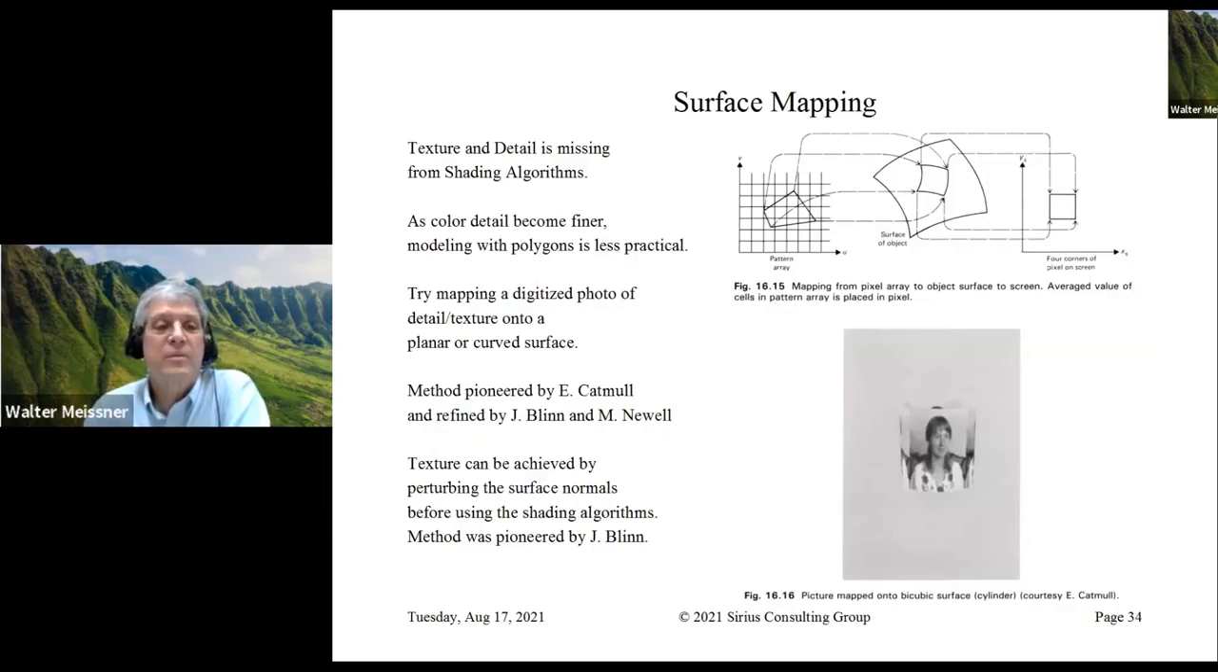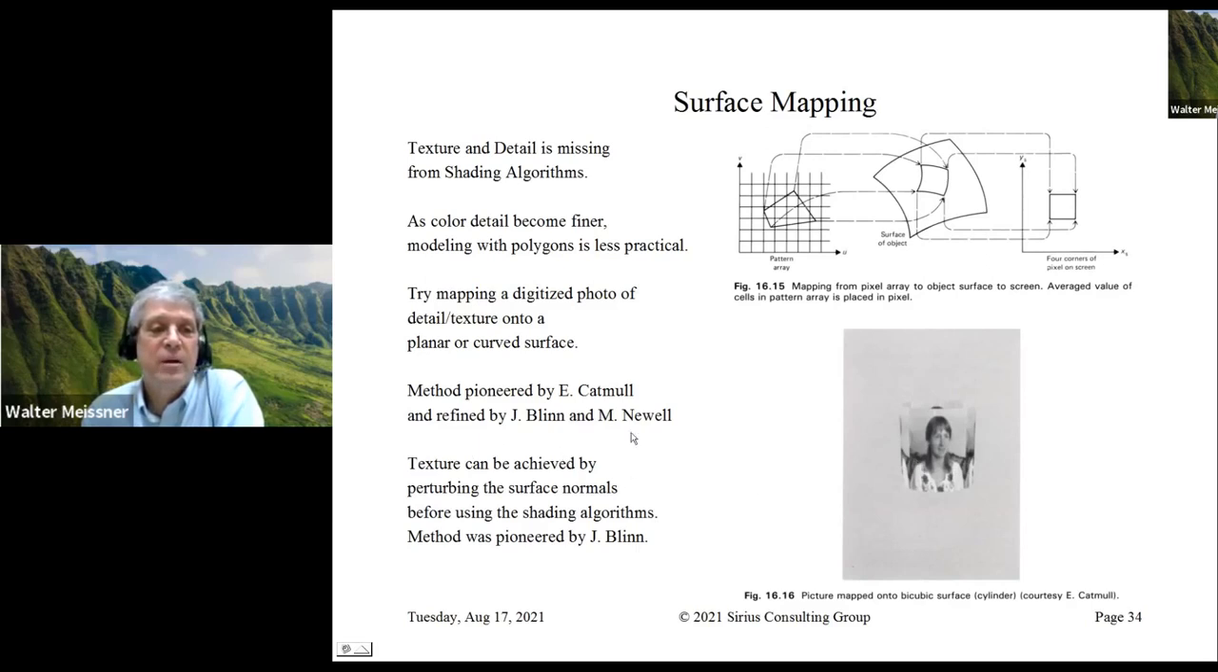Now, all this stuff is all smooth shaded, but there's detail left out, and one way they put in some detail is to do texture mapping from a digitized photograph or some texture detail, and they basically map it. If this part is the pattern array, it gets mapped onto the surface, and then it gets mapped onto the observable screen. So down here is an example of a photograph mapped onto a bicubic surface that's a cylinder. And this is courtesy of one of the pioneers, Edwin Catmull.